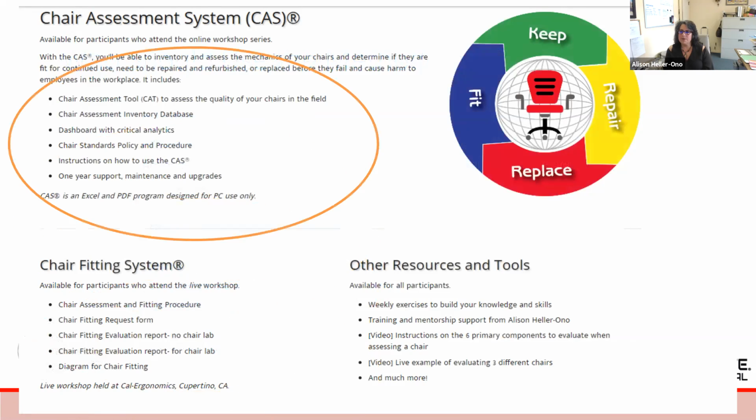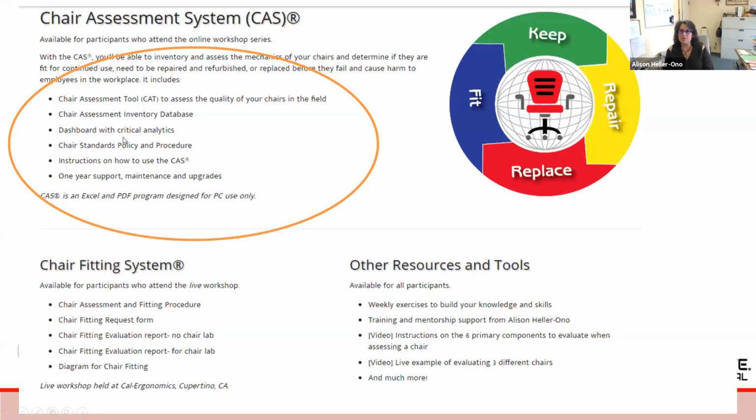For this workshop, we're going to focus on the chair assessment system, the software. You'll see on Module 3, when you go back to the student resources, you have several of these resources included with your purchase of this online training. You're going to get the chair assessment tool, which we're going to look at. You'll get the chair assessment inventory database, but yours is limited to 50 chairs. But that's a significant amount, enough to try the chair assessment database to make sure you like it and it's going to be helpful to you. We'll talk more about that in a few minutes.